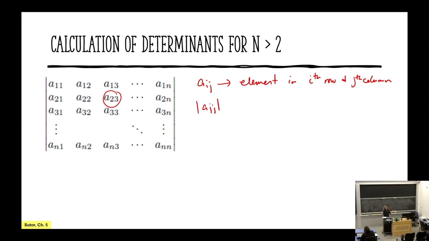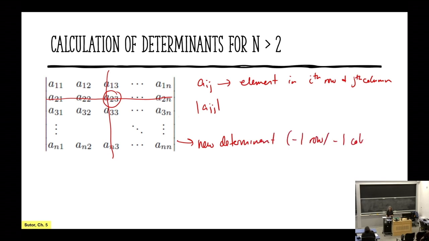When we have larger than 2 by 2 matrices, to find the determinant, we need a couple other pieces of nomenclature. We can remove one row and one column of our determinant. Instead of order n, now we have a determinant of order n minus 1. We call the new determinant, minus 1 row, minus 1 column, the minor, M-I-J.